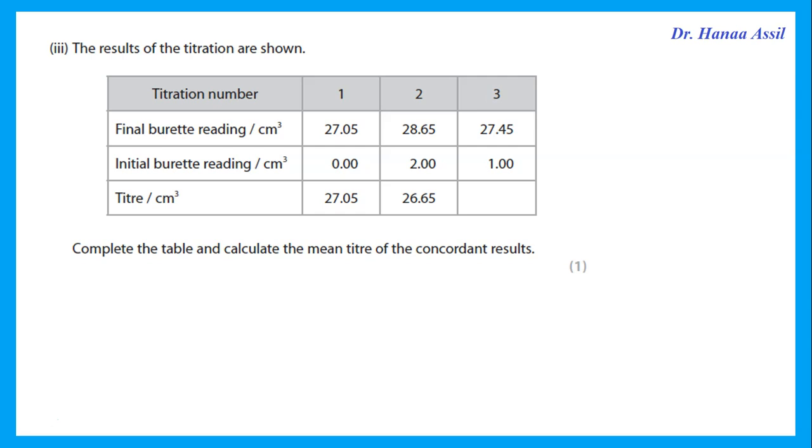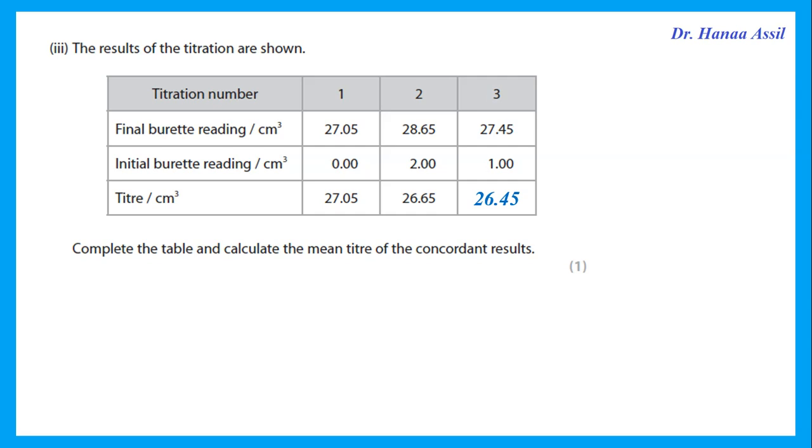The results of the titration are shown. Complete the table and calculate the mean titer of the concordant results. So, experiment 3, of course, the titer is just the difference between them, so that is 26.45. Now, we said to get the mean titer, I choose only the ones that are concordant. Remember what we mean by concordant? The ones that are within 0.2 or less of each other.